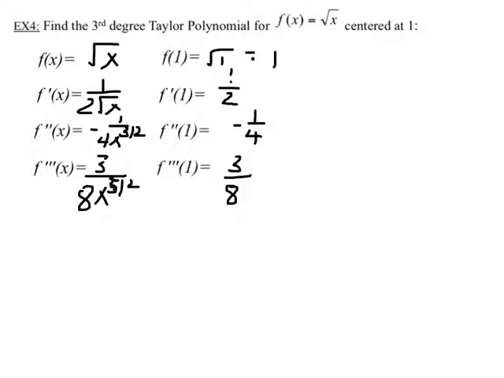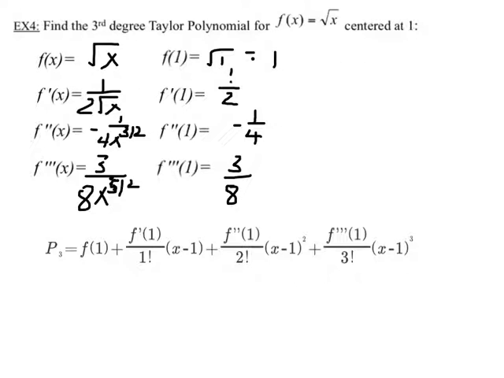Okay, now I'm going to use my general form for a Taylor polynomial centered at 1. Now I just want a 3rd degree, so my 3rd degree polynomial would look like this. I should say pause, write out what that general form would be, and come back to me, and it'll look like this. f of 1 plus f prime of 1 over 1 factorial times x minus 1 to the 1st, plus f double prime of 1 over 2 factorial times x minus 1 squared, plus f triple prime of 1 over 3 factorial times x minus 1 cubed.